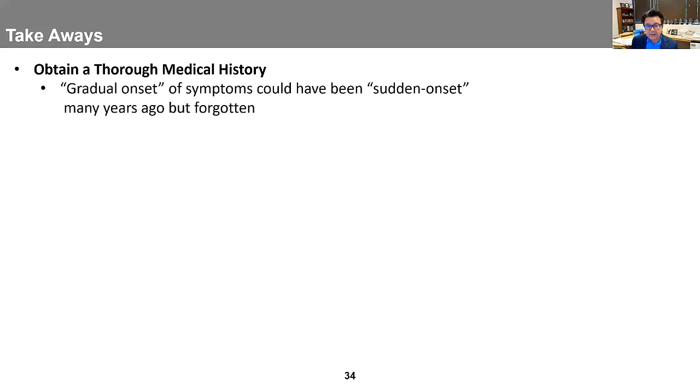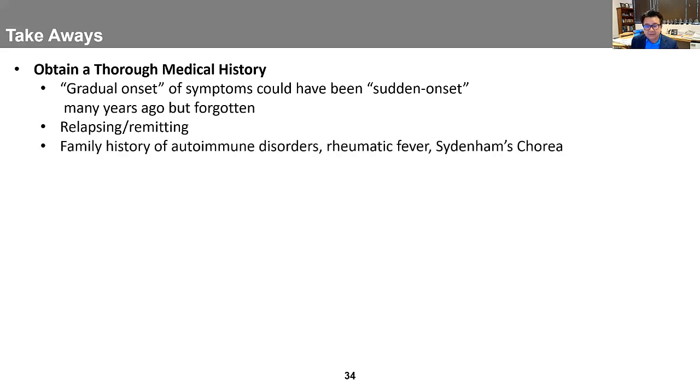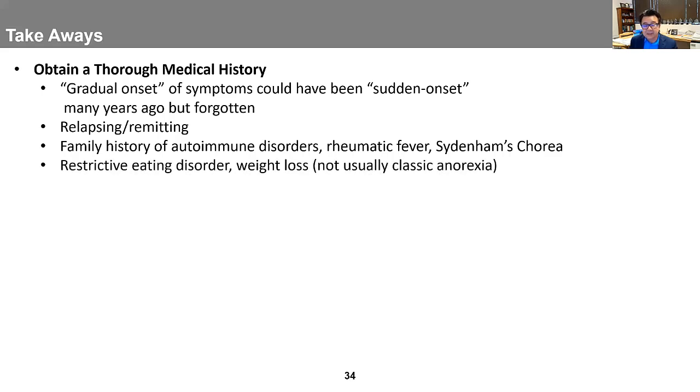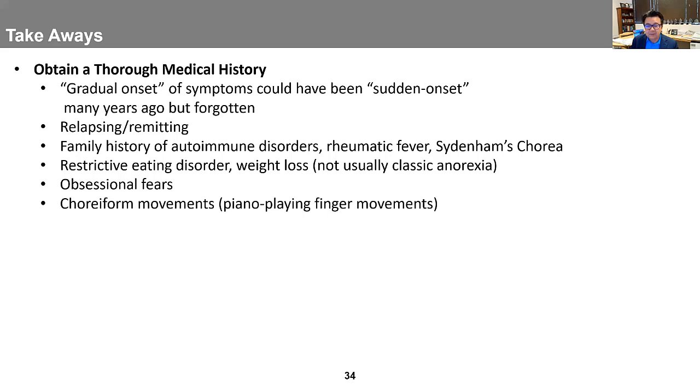It is very important to obtain a thorough medical history. Gradual onset doesn't necessarily mean they don't have or couldn't have a medical syndrome like this, but it wouldn't qualify as PANDAS or PANS because it has to be sudden onset. Relapsing-remitting, look for a family history of autoimmune disorders, rheumatic fever, Sydenham chorea, or any other type of autoimmune disorder. Look for restrictive eating disorders, not the classic anorexia, weight loss, just obsessional fears, choreiform movements where the fingers don't hold still.